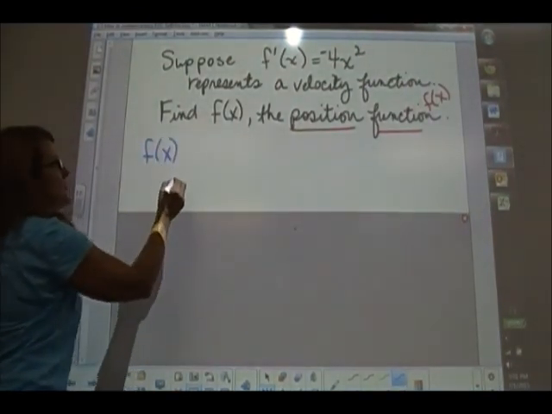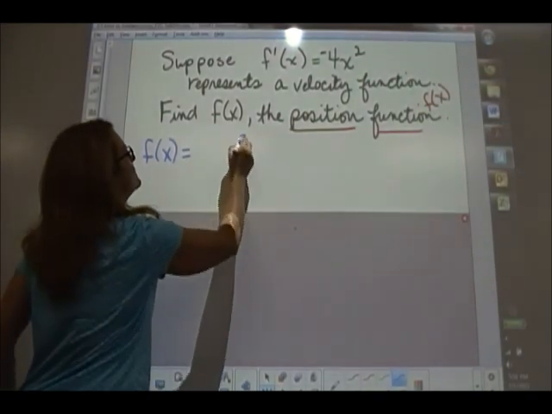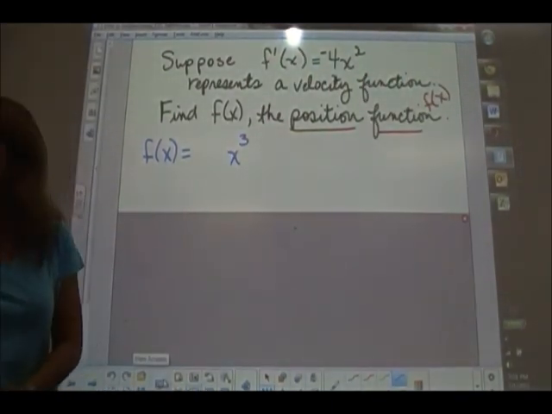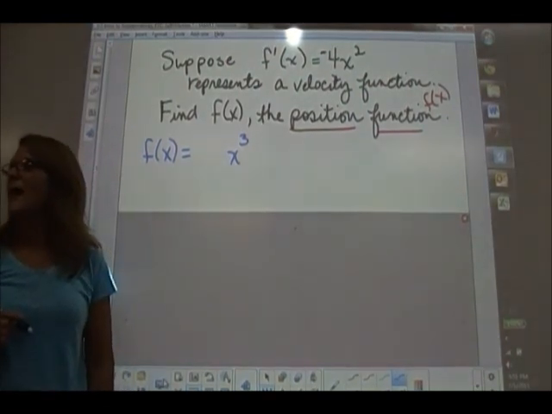Something to the third. Yeah. Something to the third, all right? What else? He's using the power rule backwards. Negative number. What do you think, William? What if there was a constant in that original function?